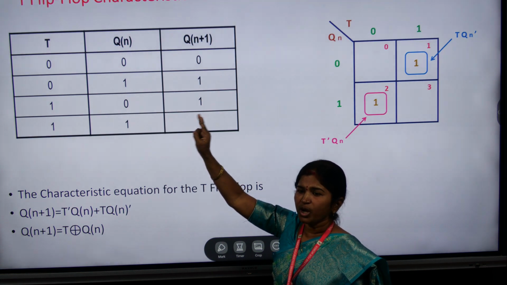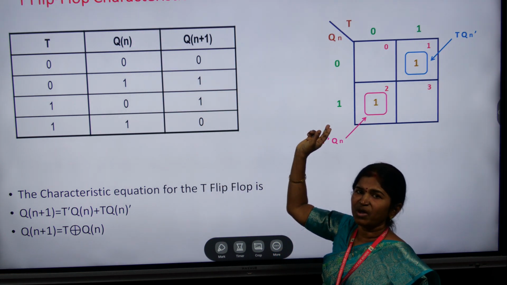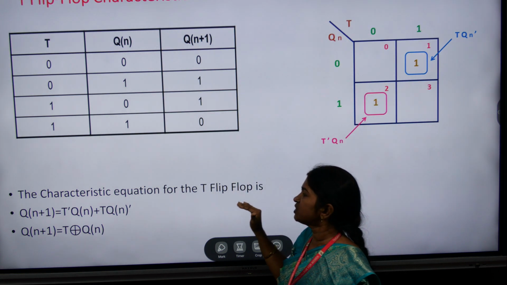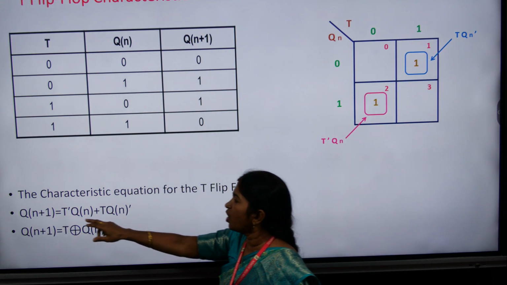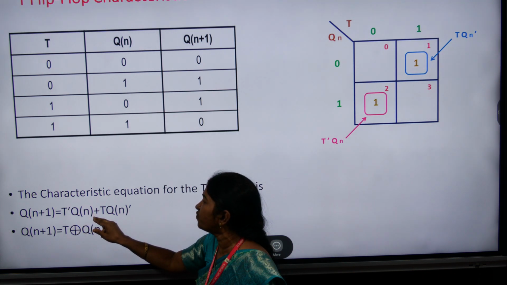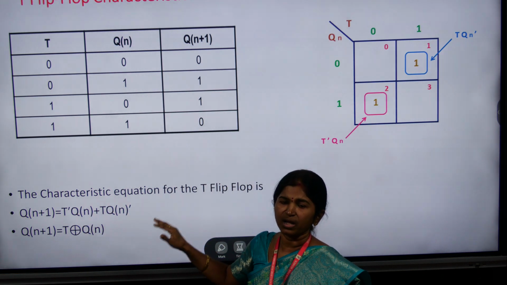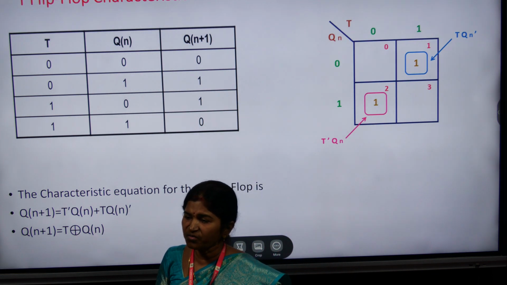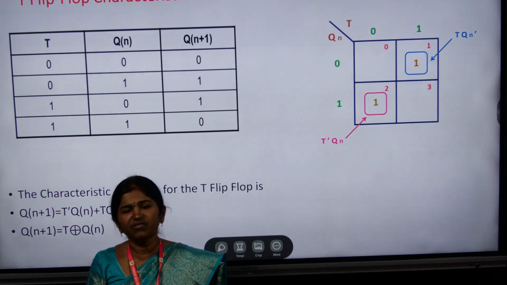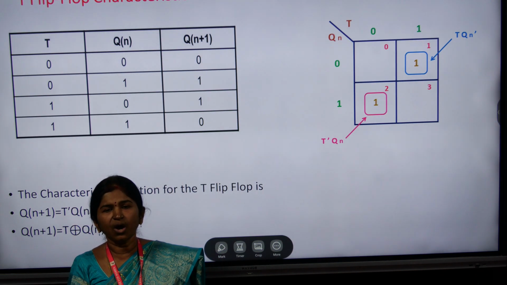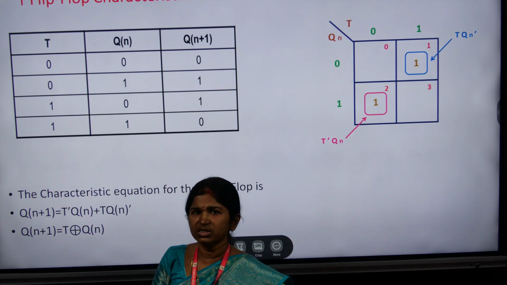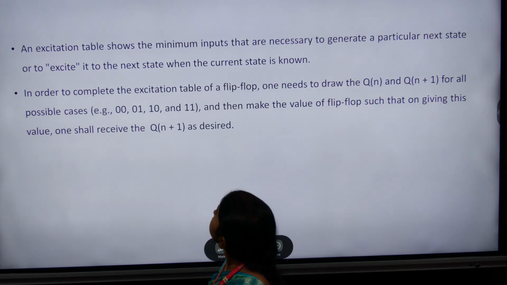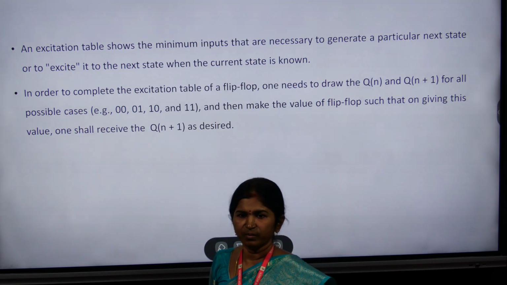So here there are two inputs, so we will draw the K-map for the two variables only, T versus Qn. Now I am getting the characteristic equation for the T flip-flop as Q of n plus 1 is equal to T bar into Q of n plus T into Qn bar. So these are the characteristic tables and characteristic equations of the SR flip-flop, JK flip-flop, D flip-flop and the T flip-flop. Now we have understood what a characteristic table and a characteristic equation are. Next, thank you.